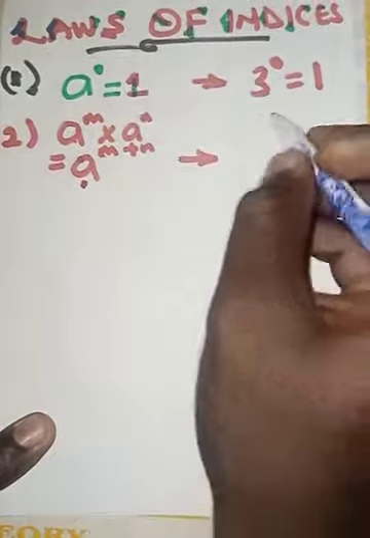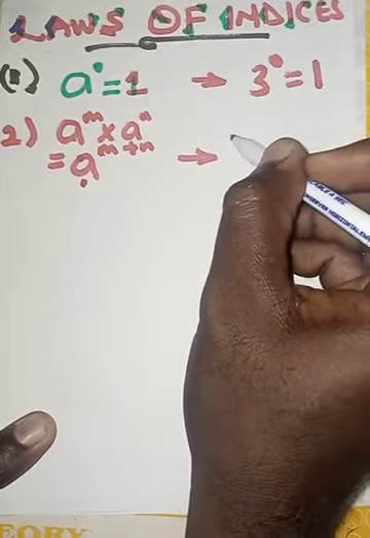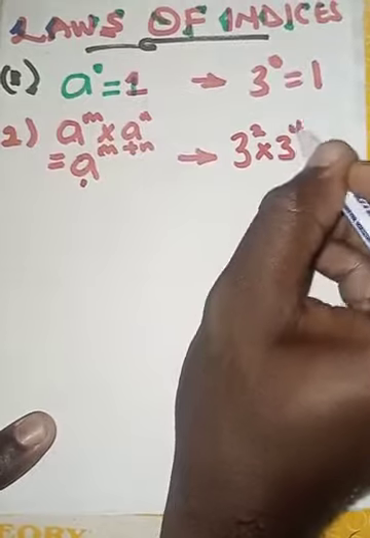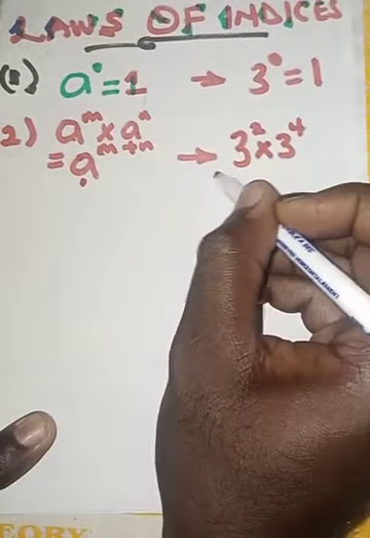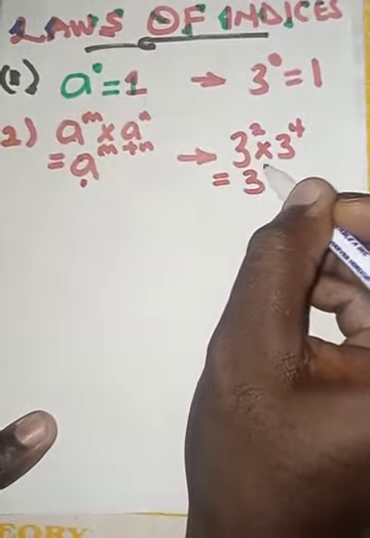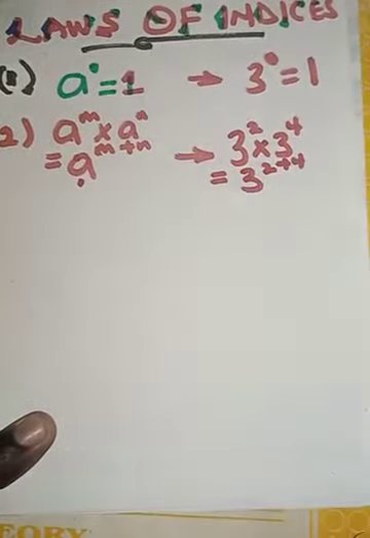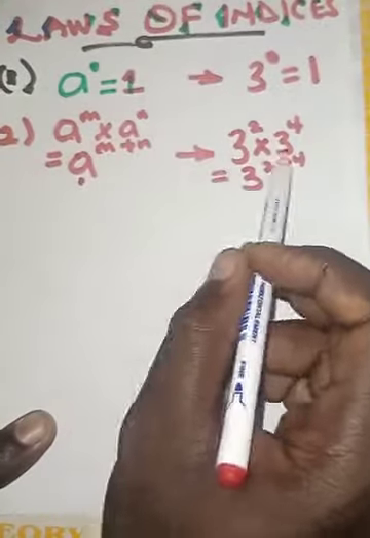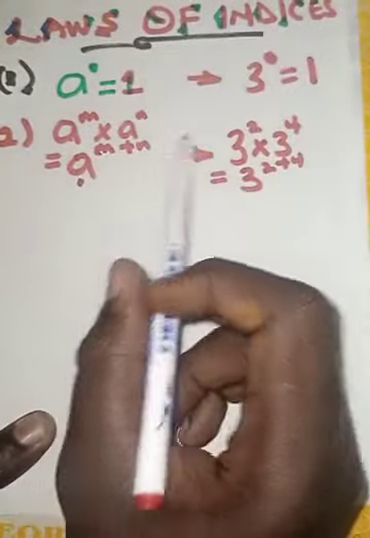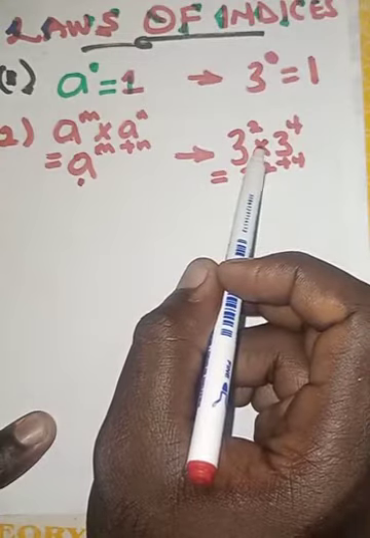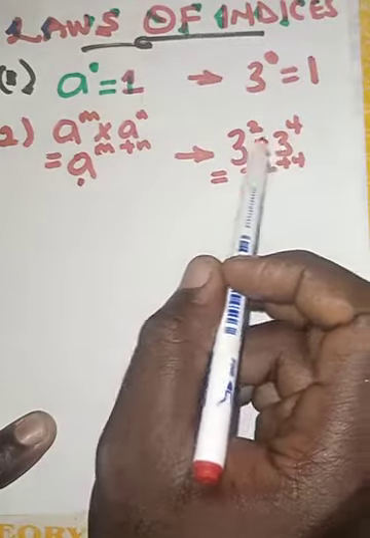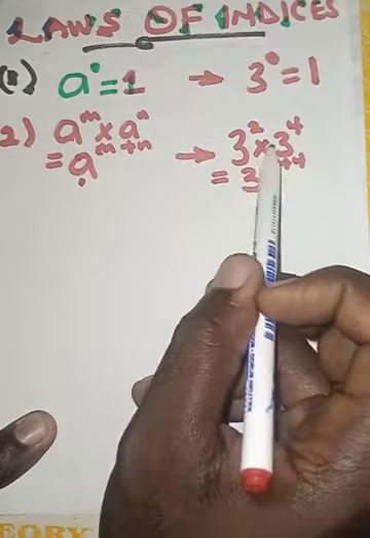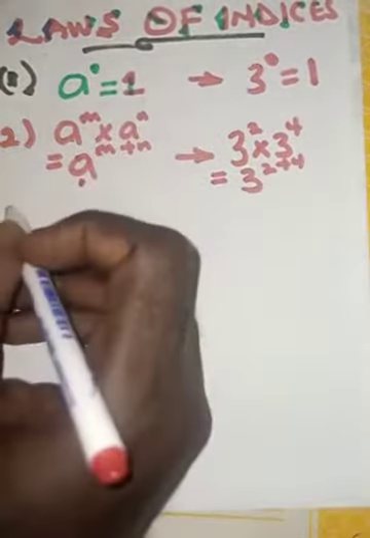The multiplication sign here has changed to a positive sign. Now a good example is when we have 3 raised to power 2 multiplied by 3 raised to power 4. Then this is going to give us 3 raised to power 2 plus 4. Don't forget, the reason is that they have the same base. And the indices rule says when we have multiplication of numbers of the same base, the multiplication will change to positive.